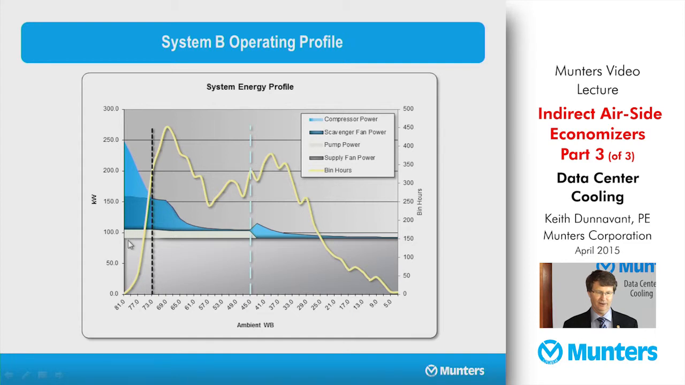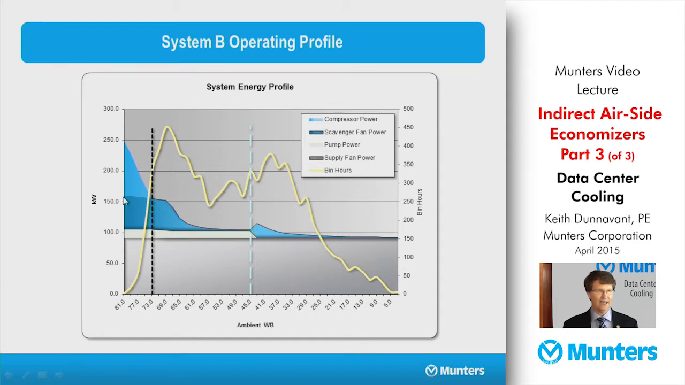Next, we have the pump power. So here's your little segment of pump energy that's being consumed. And you'll see that the pump power shuts off. We turned the water off at 50 degrees Fahrenheit, so you'll see that tapers off.